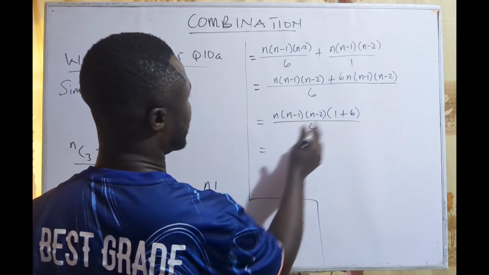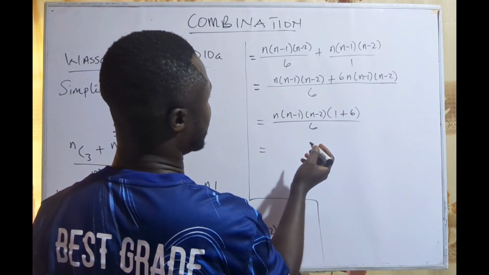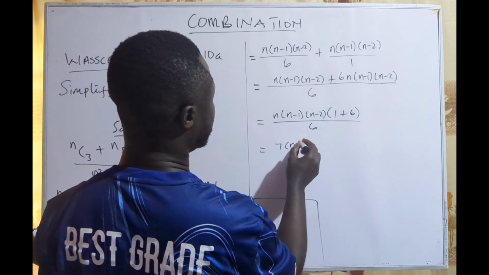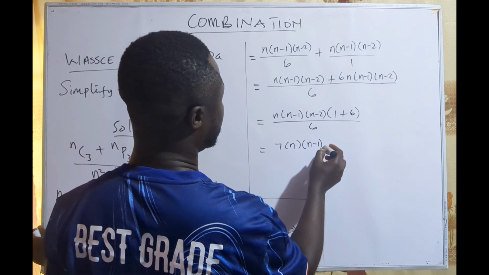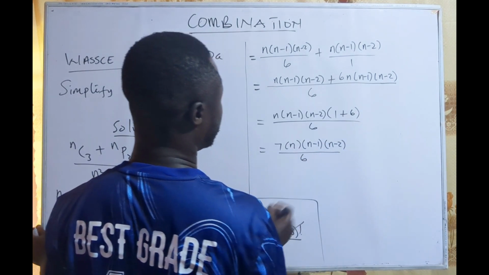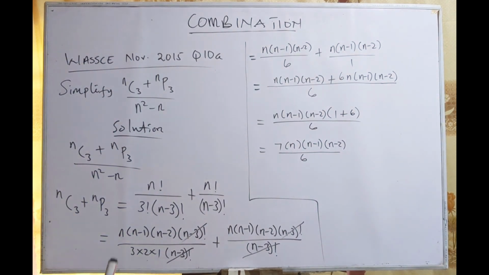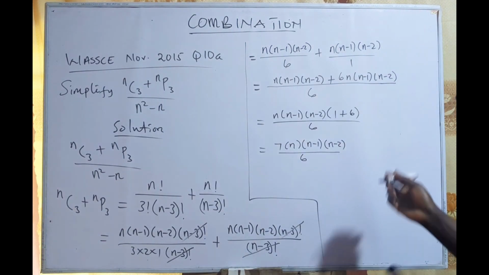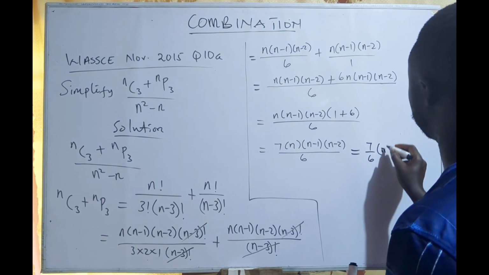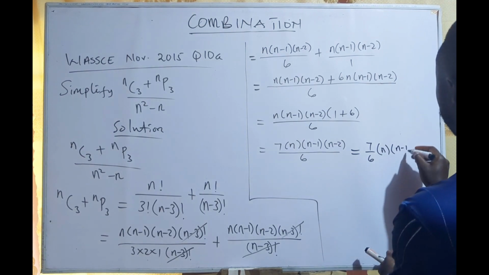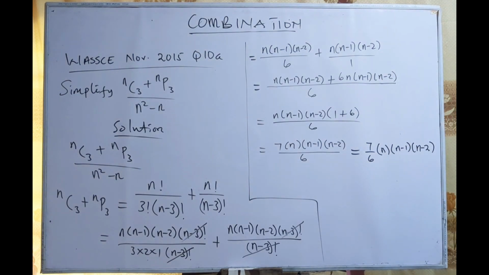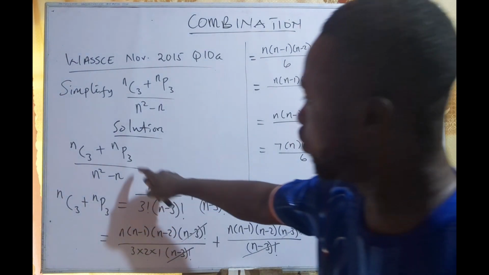So here we are going to have 1 plus 6 will give me 7. So 7 is going to multiply n minus 1, n minus 2, all divided by 6. So this is what we can have. In short, we can write as well 7 over 6 times n minus 1, and then n minus 2. So we can write it like this. Is that okay? So we are done with the numerator.